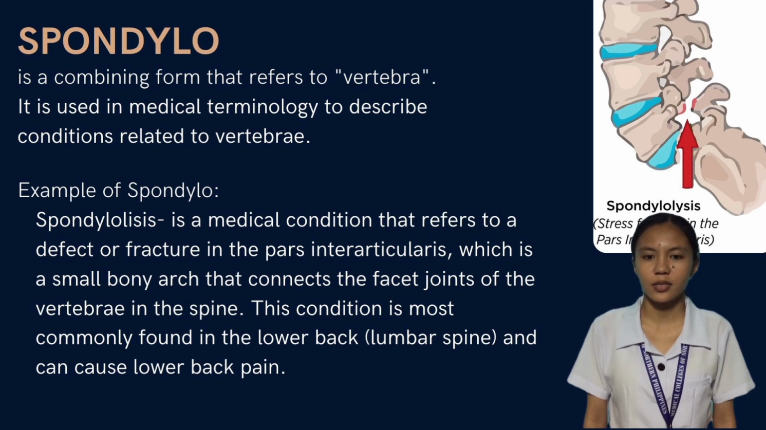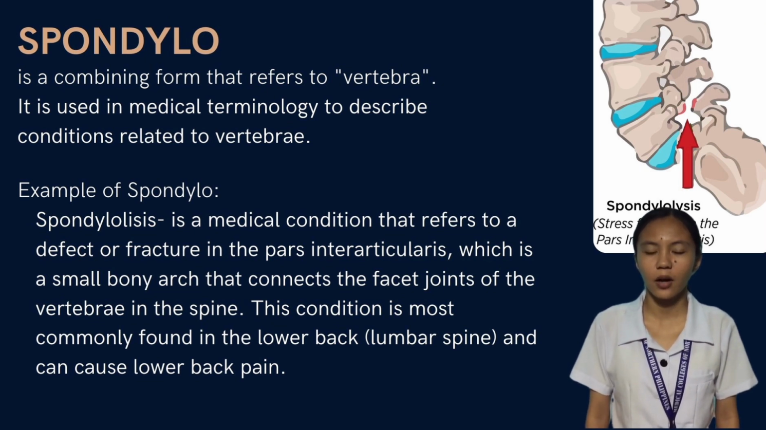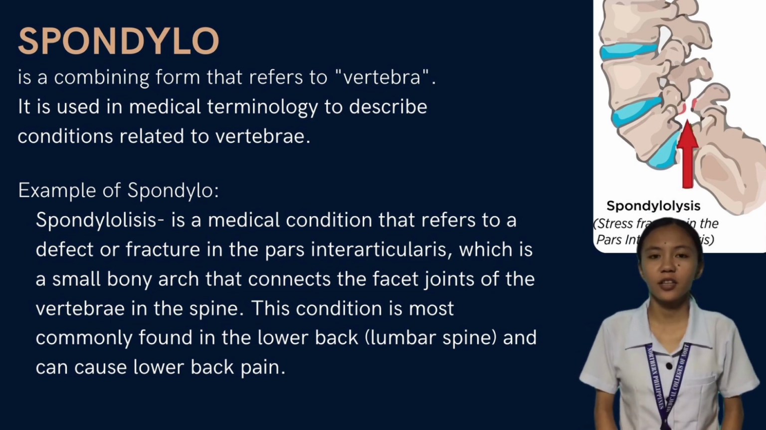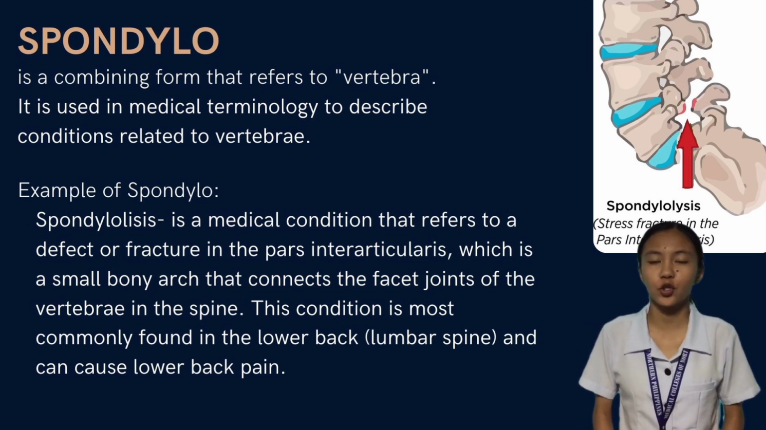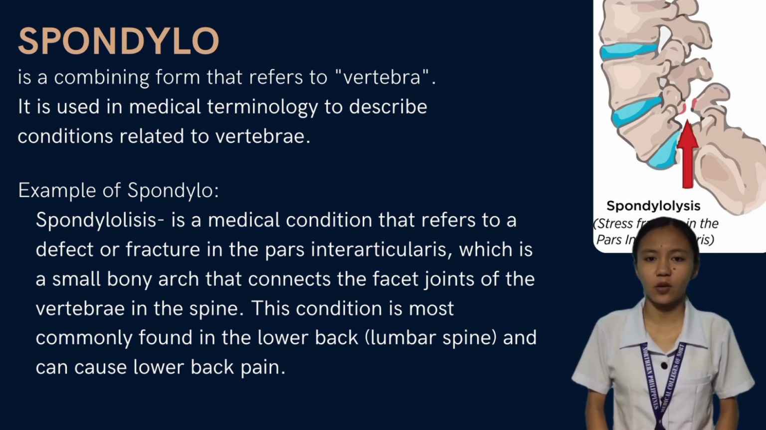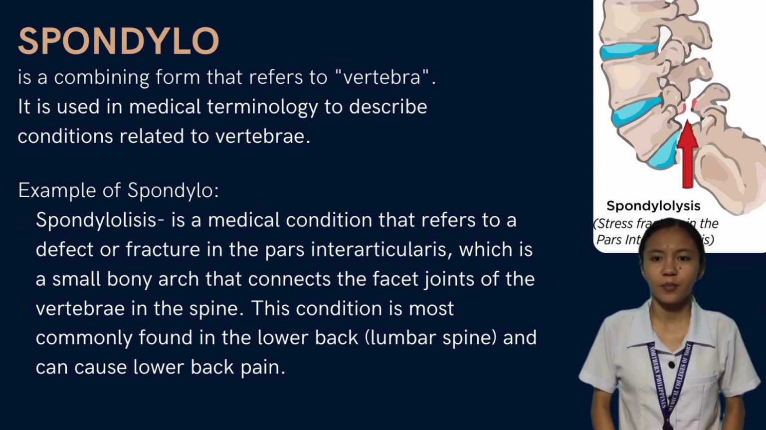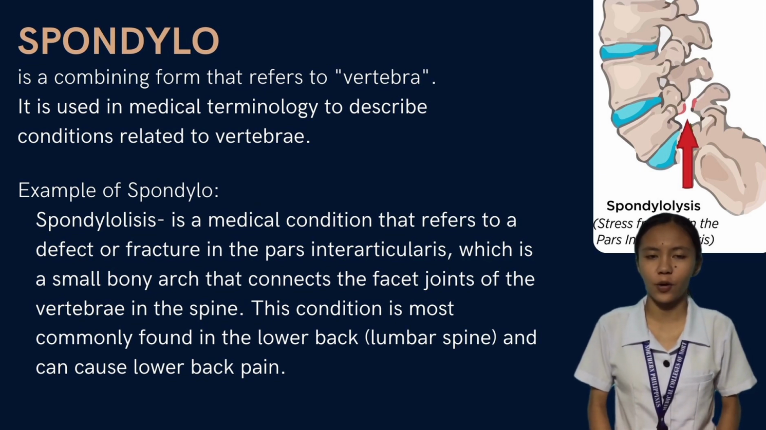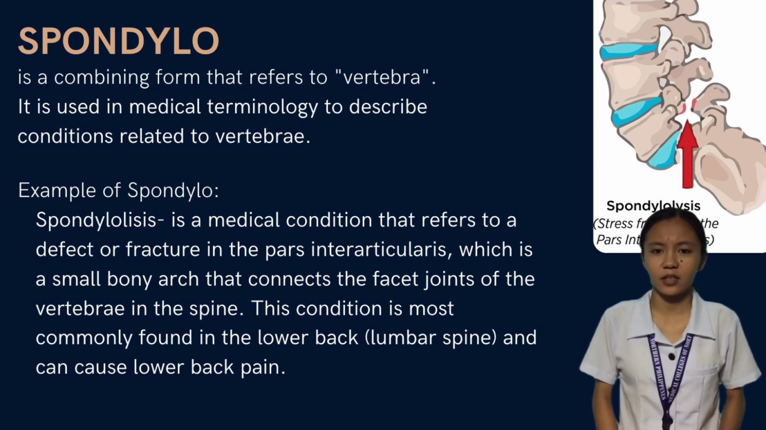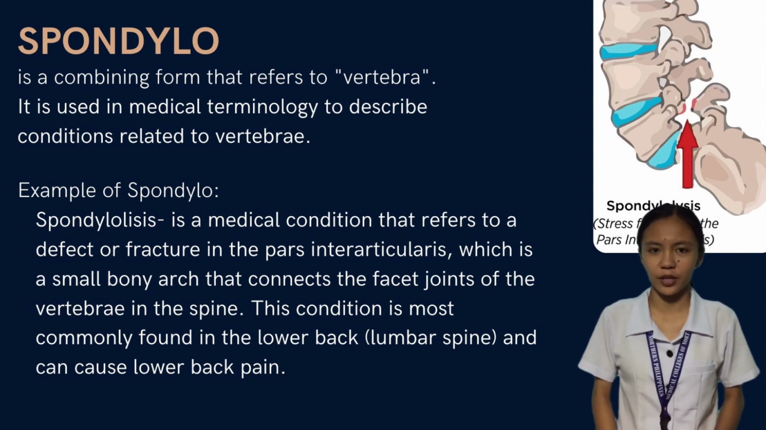This condition is most commonly found in the lower back or lumbar spine and can cause lower back pain. Spondylolysis usually occurs in children between the ages of 5 and 7. It is sometimes called the gymnast's fracture because it is associated with sports that require a lot of bending backwards. It is thought that repetitive stress on the spine has a cumulative effect that causes the pars interarticularis to break.